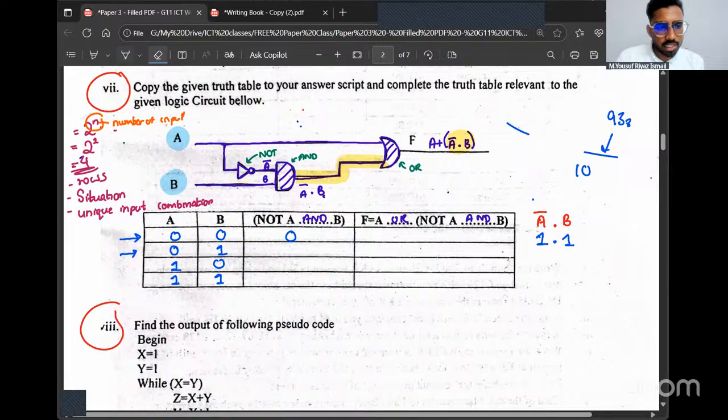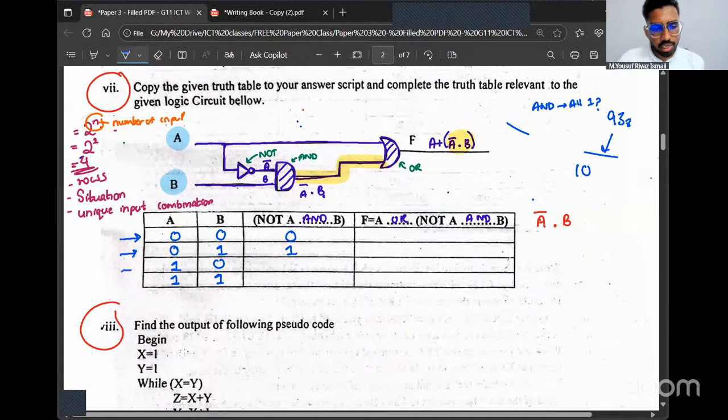Now using AND gate's logic, tell me 1 dot 1. That means if both the inputs are 1 for the AND gate, what is the result of the AND gate? Perfect. That's going to be 1. Because the AND gate goes and checks, are all the inputs 1? That's how the AND gate works. Now let's cover the third row.